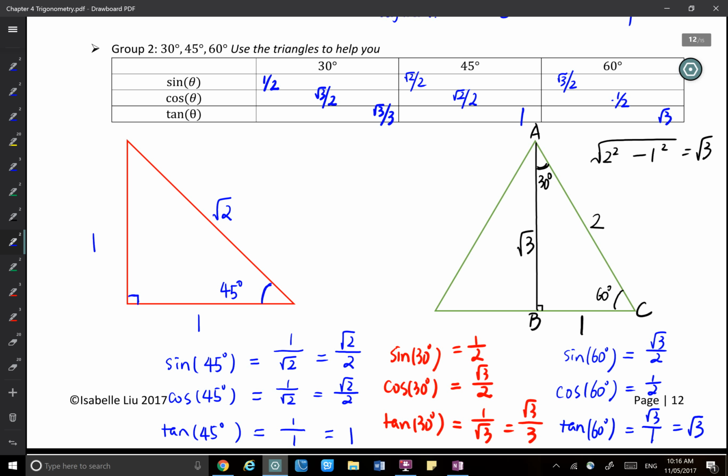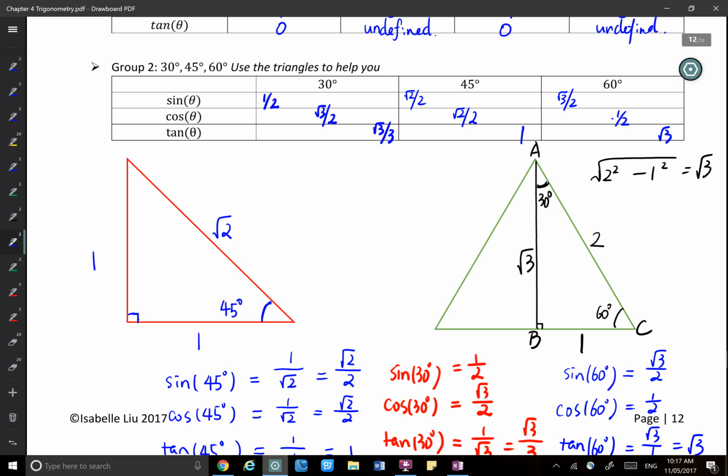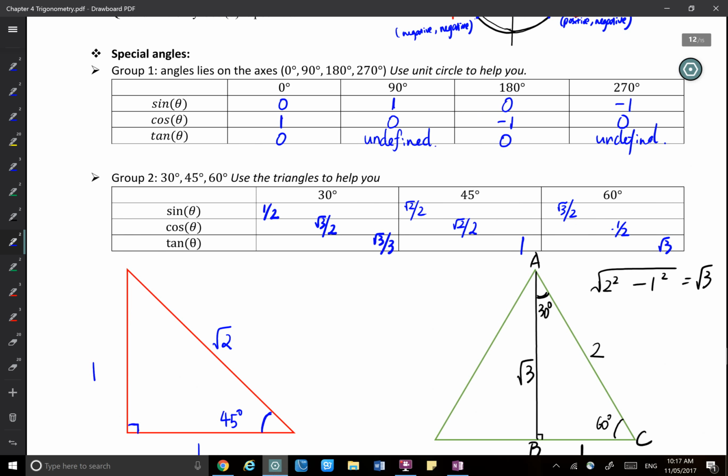Something you need to know is you need to memorize this table. When I say what is sine 45 degrees, you need to be able to tell me that's root 2 over 2. So actually it's 9 values, plus the method of finding multiples of 90. You don't need to memorize the top line. You just need to know how to work it out by looking at the unit circle.